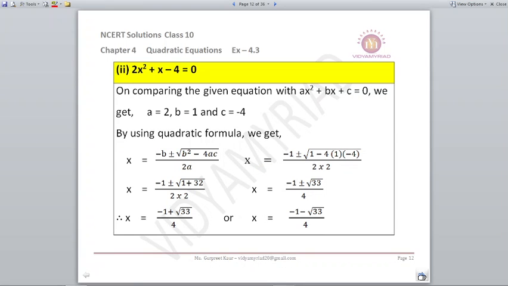2x square plus x minus 4 is equal to 0. From this, a is 2, b is 1, c is minus 4. The formula for this is minus b plus minus square root of b square minus 4ac upon 2a. So just put these values into the formula. You will get minus 1 plus minus square root of 1 plus 32 upon 4, which is minus 1 plus minus root 33 upon 4. So plus minus means one we will do with the plus sign and the other with the minus sign. So the value of x is minus 1 plus root 33 upon 4 or minus 1 minus root 33 upon 4.